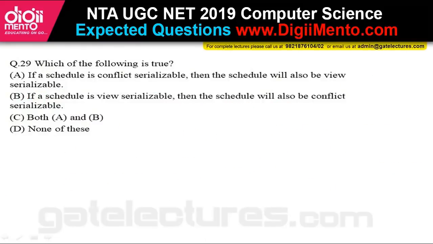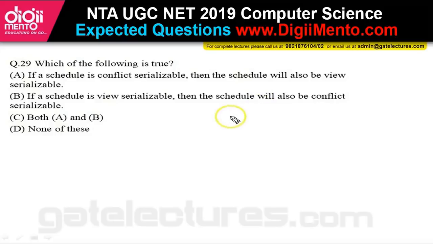So we have our next question, which says which of the following is true. The first statement says if a schedule is conflict serializable, then the schedule will also be view serializable. And the next one says if a schedule is view serializable, then the schedule will also be conflict serializable. Both are true or none of these.